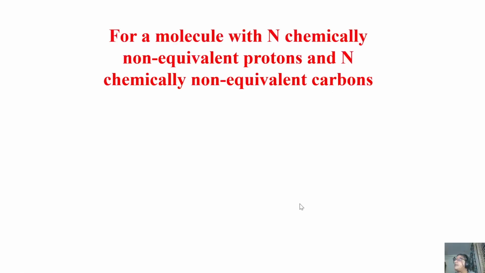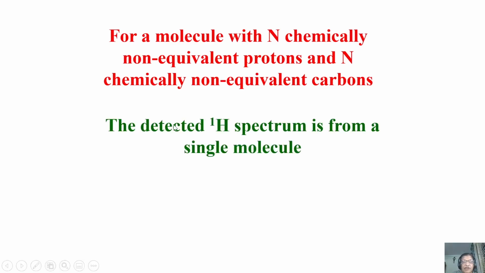So what do you understand from this? For a molecule containing n chemically non-equivalent protons and chemically non-equivalent carbons, the detected proton spectrum is from a single molecule, because all the protons are 100% abundant, and simultaneously you can see all the protons present in the molecule. You can get the spectrum directly. All the peaks from all the protons can be obtained from a single molecule, no doubt at all.